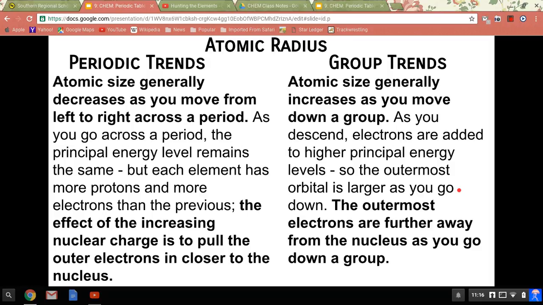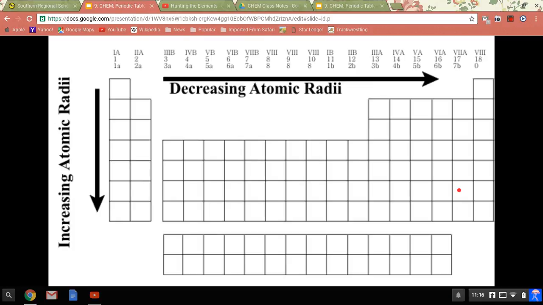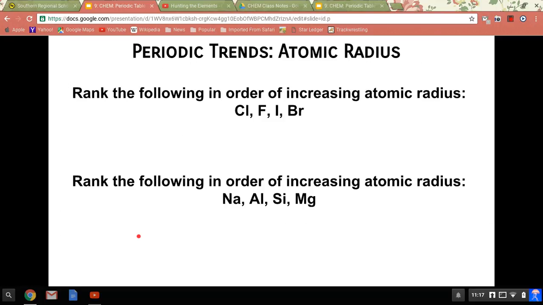So you're getting further and further away from the nucleus. The radius is getting bigger and bigger as you're adding energy level after energy level. So here's a trend as you go across, left to right across the period, you're staying in the same energy level, so you have decreasing atomic radii. As you go down a group, you're adding energy levels, so you have increasing atomic radii. They're getting bigger and bigger.